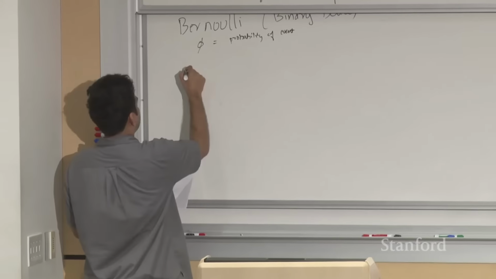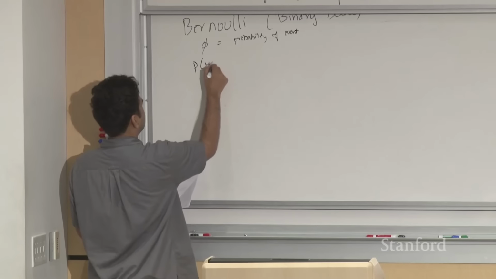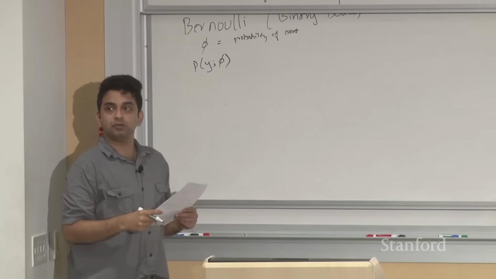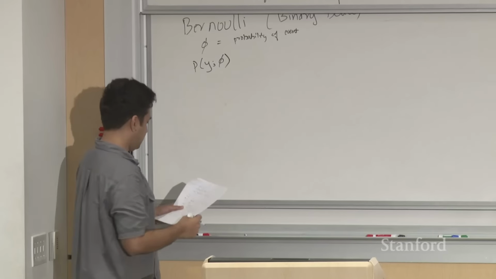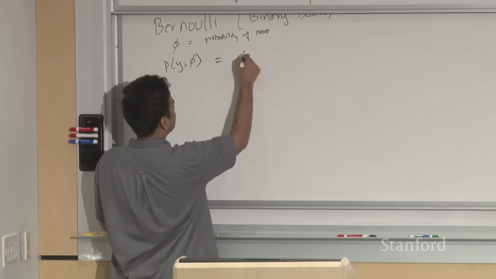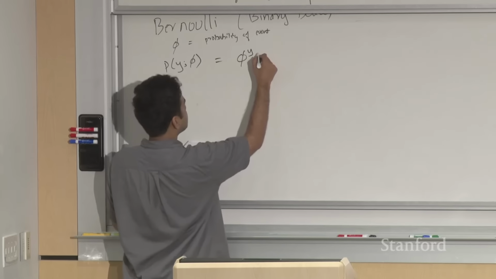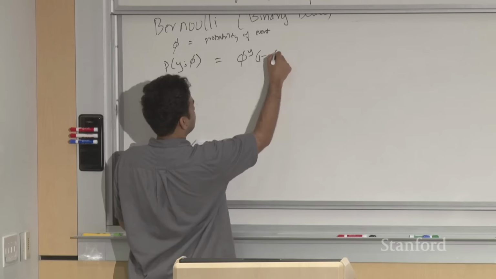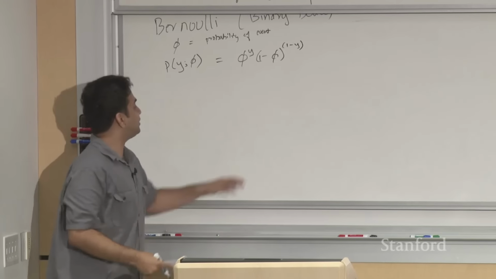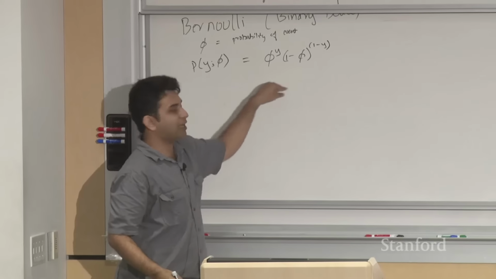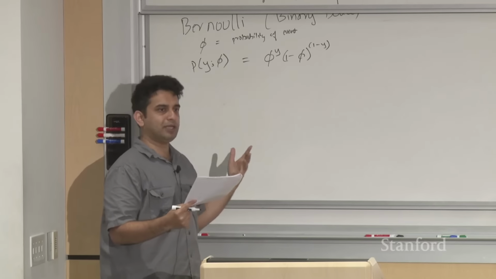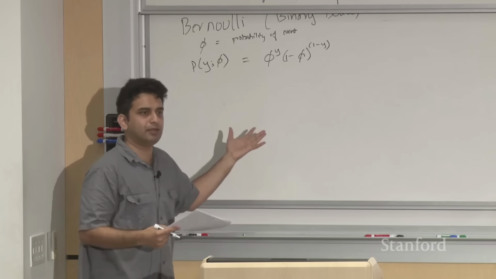Right. Now, what's the PDF of a Bernoulli distribution? One way to write this is phi to the y times (1 minus phi) to the (1 minus y). Does it make sense? This pattern is like a way of writing a programmatic if-else in math, right?